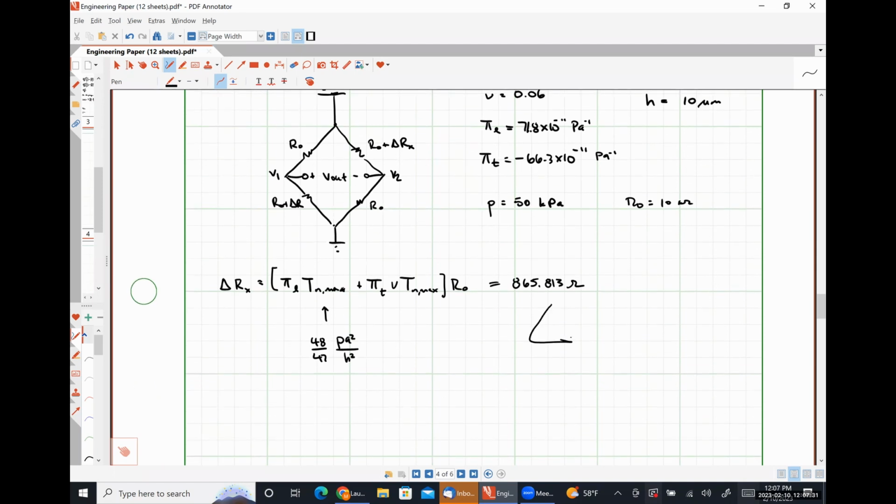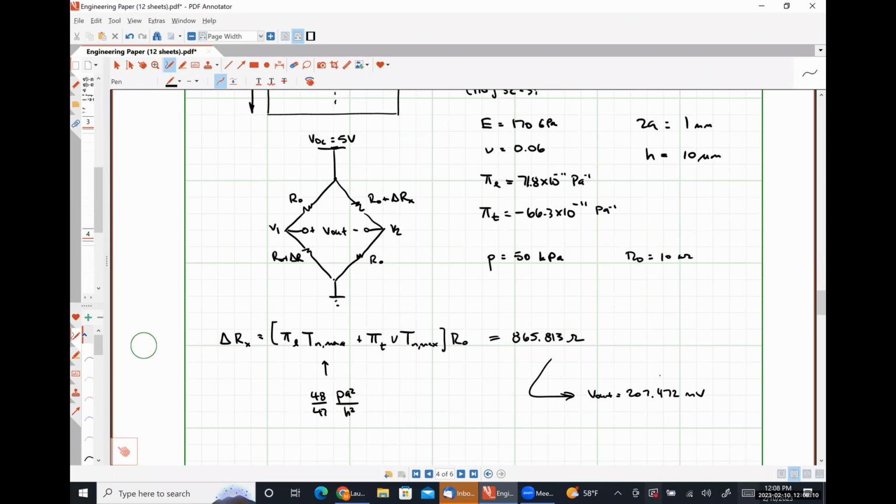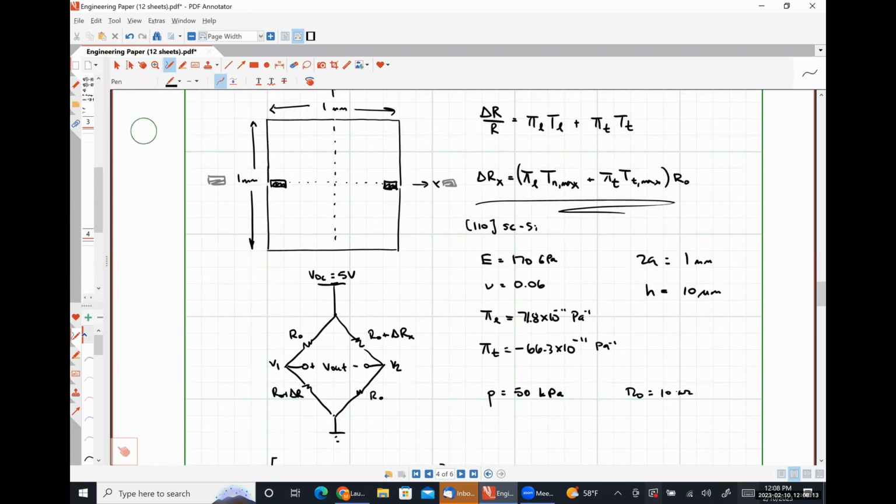And this corresponds to an output voltage of 207.472 millivolts, where I got this value simply using voltage divider relationships for both sides and then taking the difference of it. Okay. So 50 kilopascals of pressure difference gives us an output voltage of about 0.2 volts. That is absolutely a measurable signal, okay? What could we do to improve upon this design?